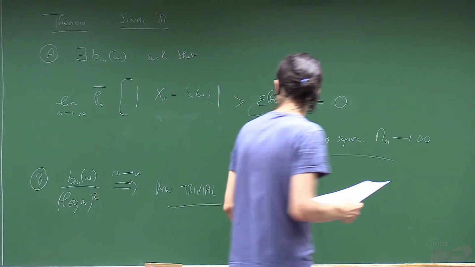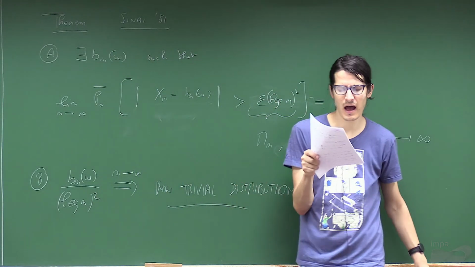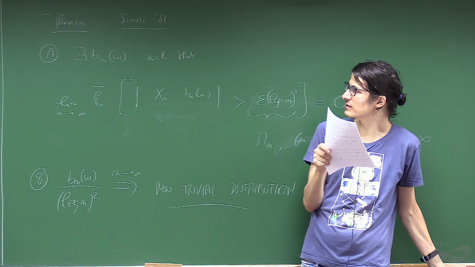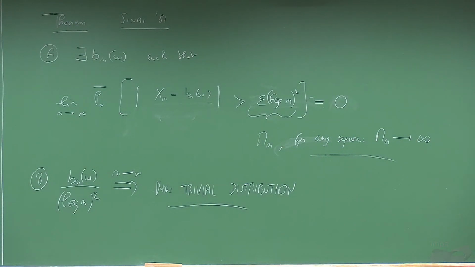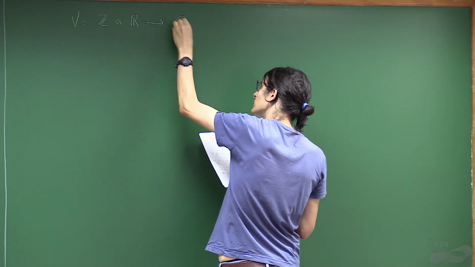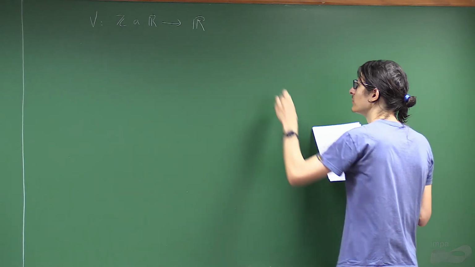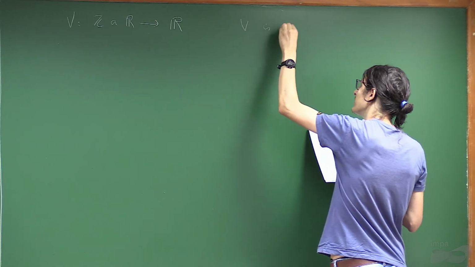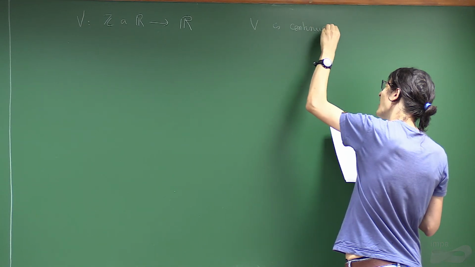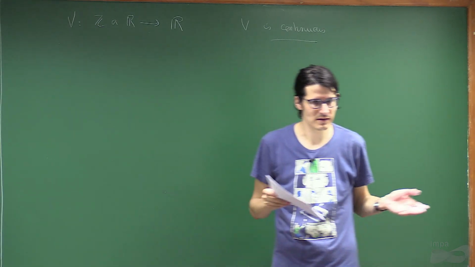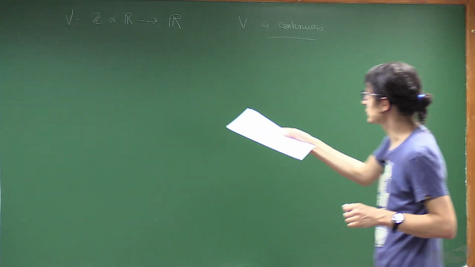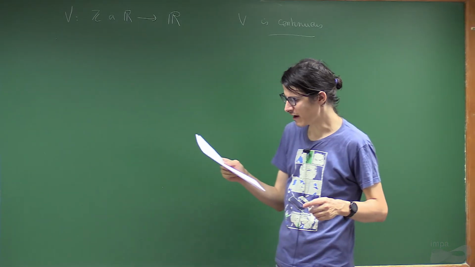In order to get an intuition of where this Bn is, I will come with a definition of potential valley. We will consider V, which is from Z or R to R, and assume that V is continuous. If you take the standard topology on Z, any function is continuous. This assumption is just if V is defined on R.